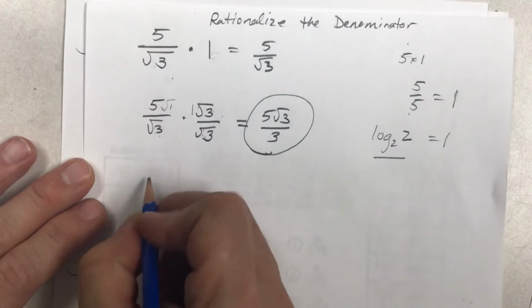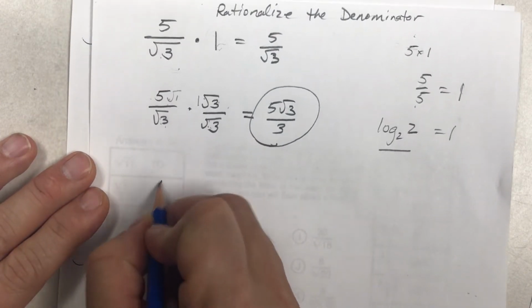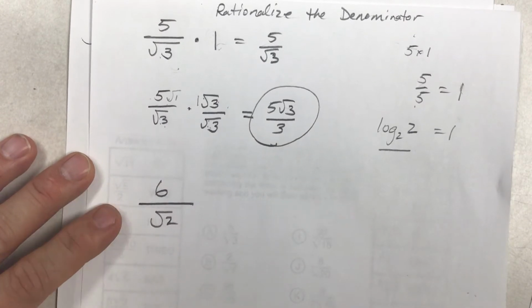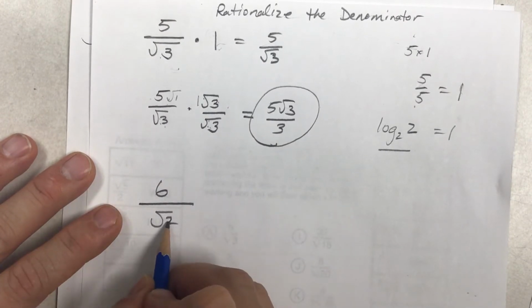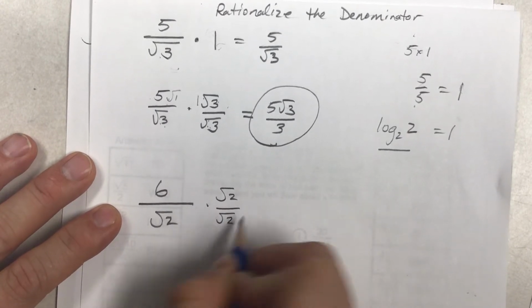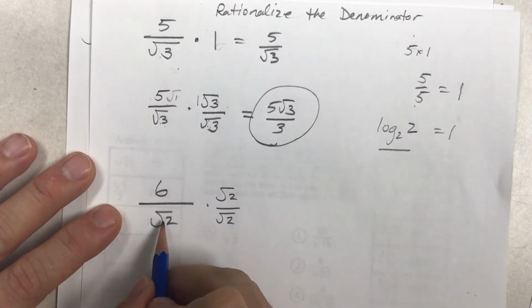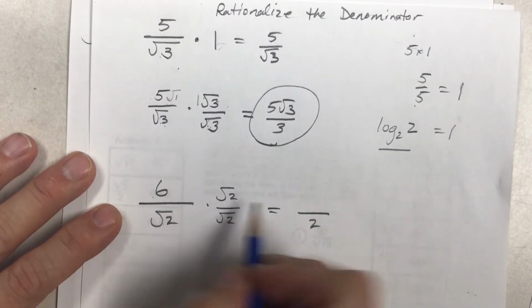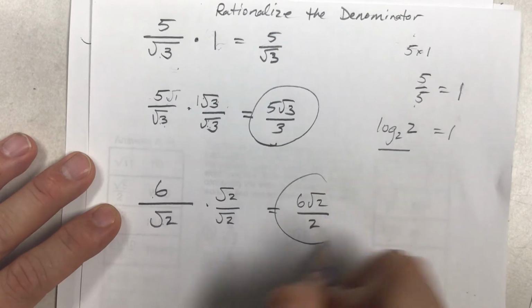So let me give you another example. Let's say I'm just going to make this one up. 6 over root 2. What would you multiply by? Root 2 over root 2. We're multiplying it by 1. Well, what's a root 2 times root 2? Regular 2. What's a 6 times root 2? 6 root 2. There's my final answer.